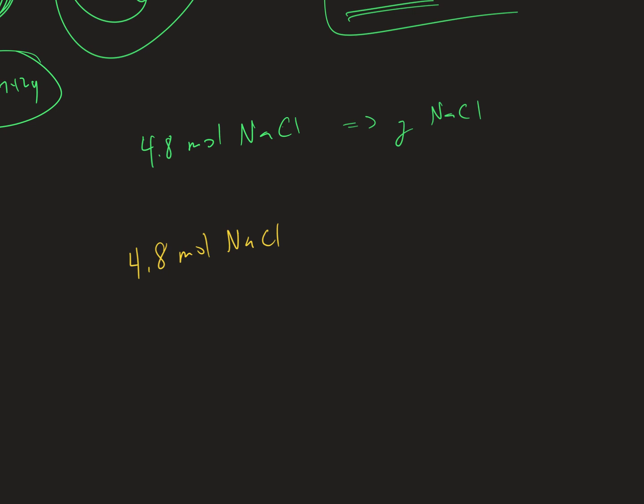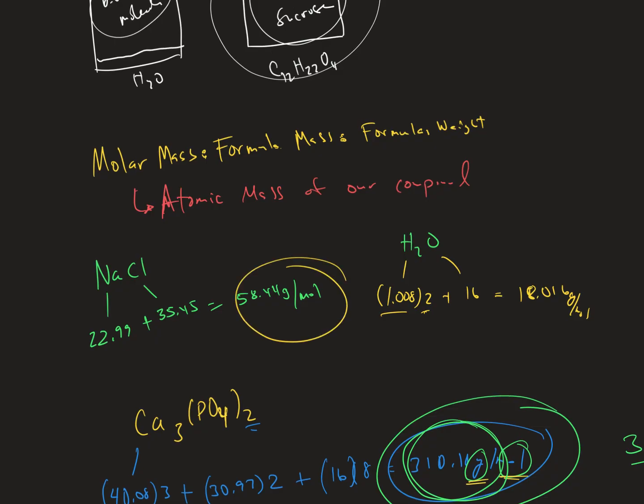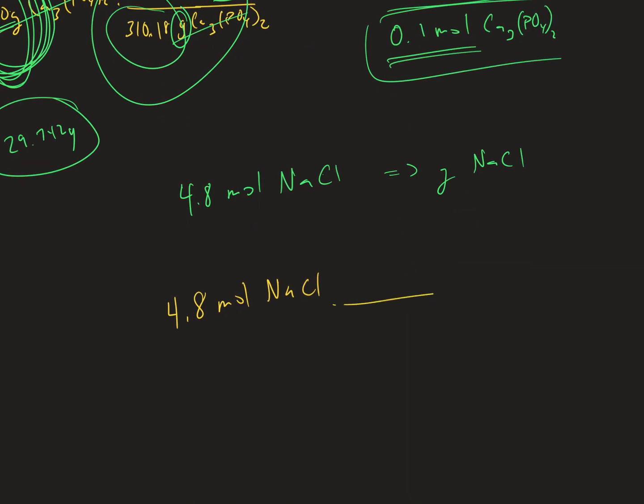Well, we already did this, didn't we? There it is: 58.44. So where does that go, top or bottom? Well, let's see, 58.44 what? Grams per 1 mole. So it goes on top, not because that's how I wrote it, but so that we get moles to cancel out, right?